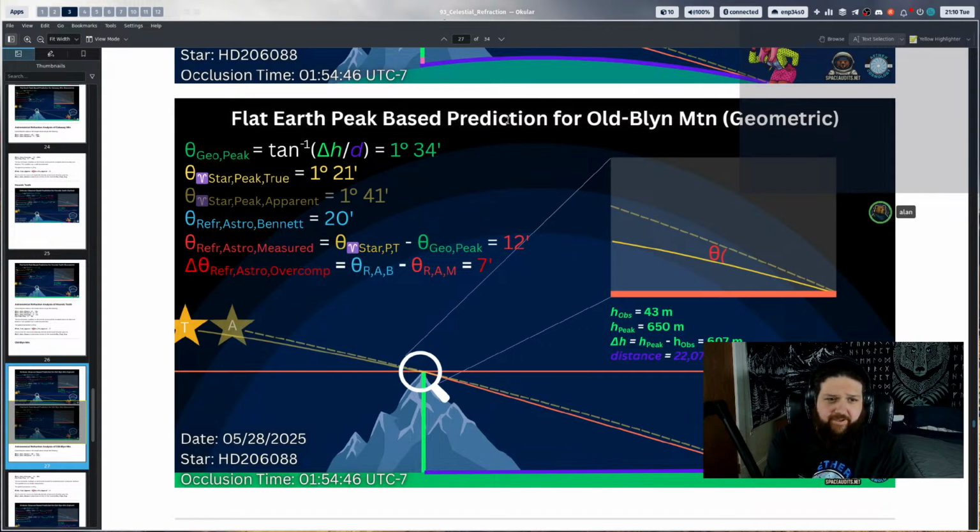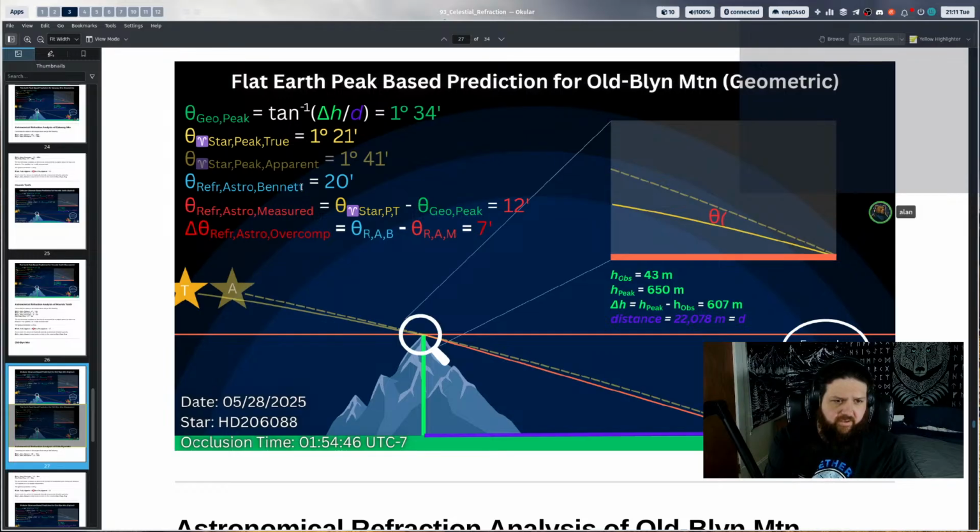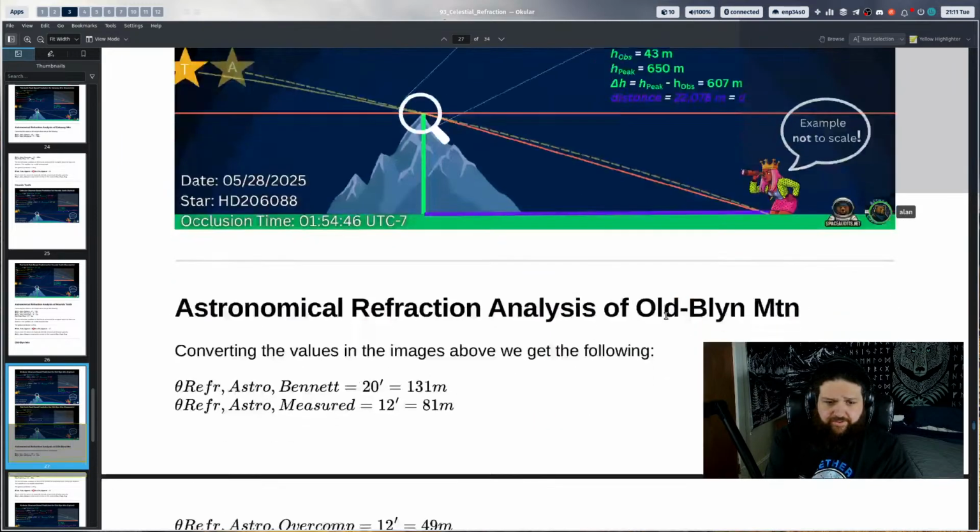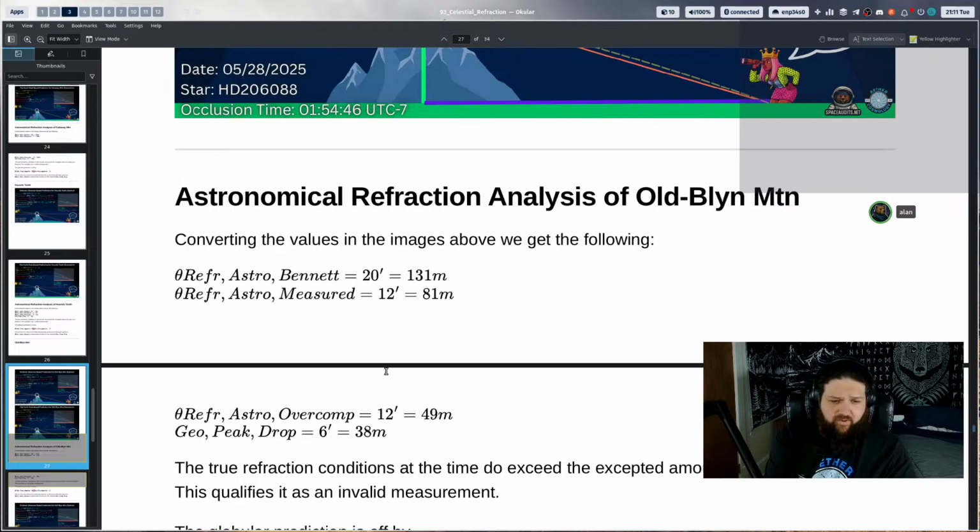All right, so now we have the rise over run to the peak for flat Earth, 1 degree 34. The actual occlusion time was 121. The apparent position was with respect to the peak. Oh, no, never mind, not relevant necessarily. The astronomical refraction at that location was 20 arc minutes per Bennett's formula, giving a 12 arc minute separation between the peak and the predicted refraction, overcompensating by 7 arc minutes. So the distance here was 22,000 meters. This converts to 38 meters of drop, astronomical refraction compensating by 131 meters.